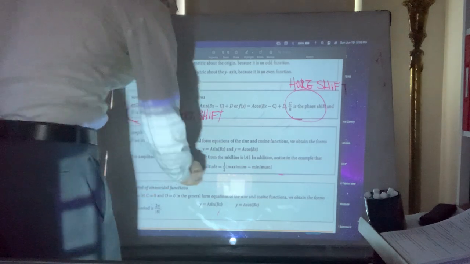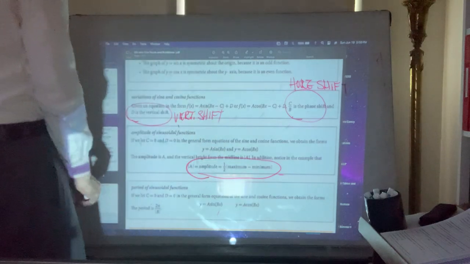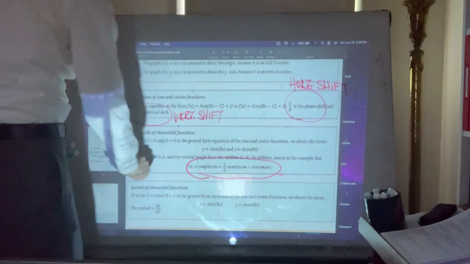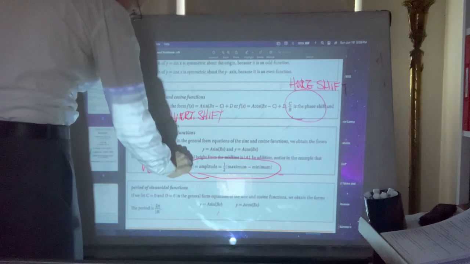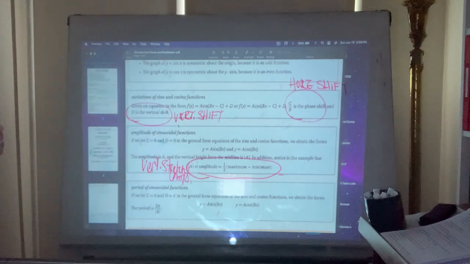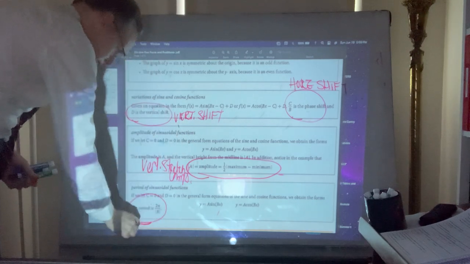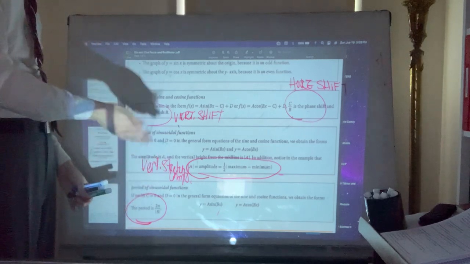Here's the amplitude formula that I mentioned. That's technically the vertical stretch or compression, if you're interested in calling it that. And this is how to calculate period for sine. Sinusoidal functions are the type that are either sine or cosine.